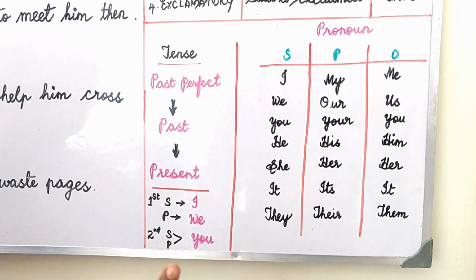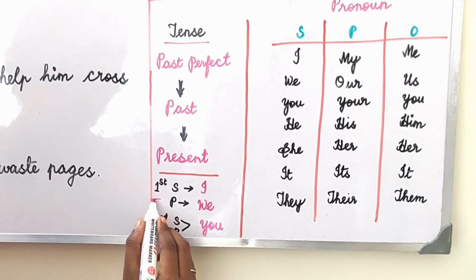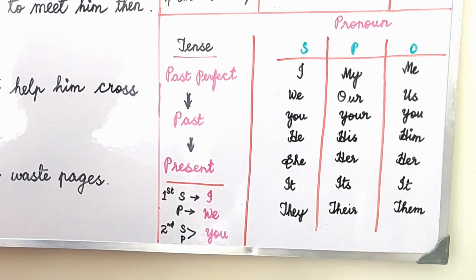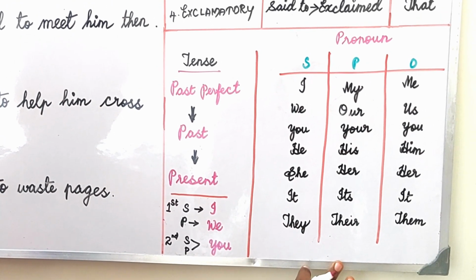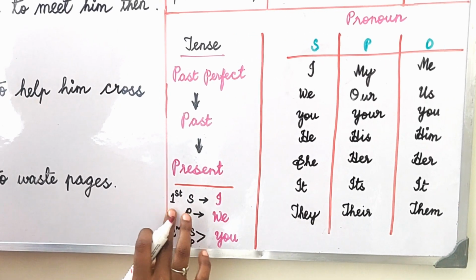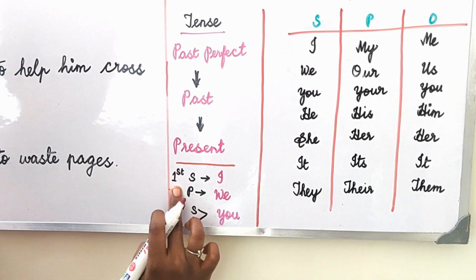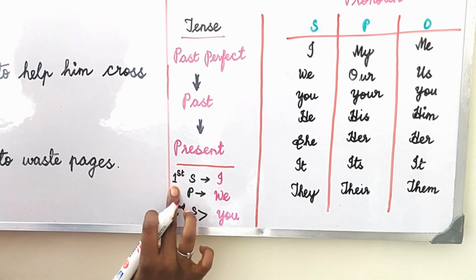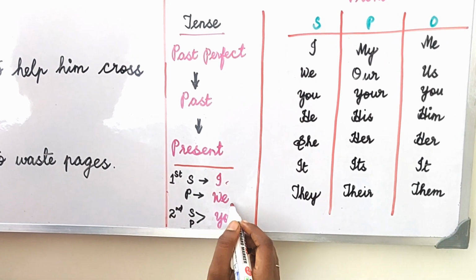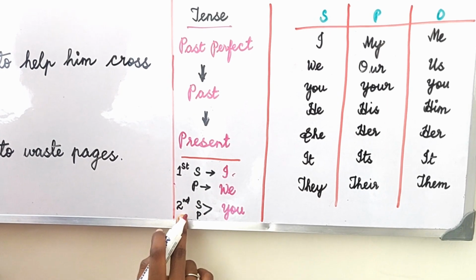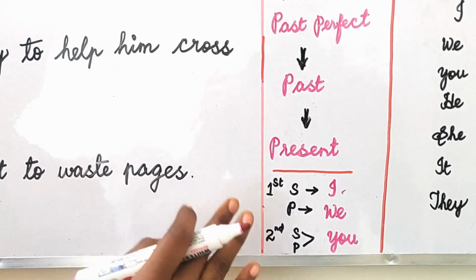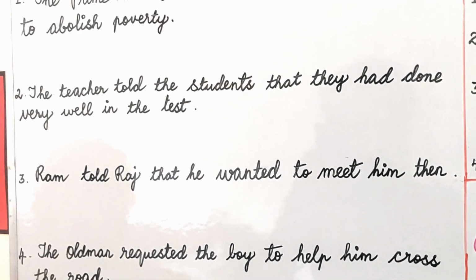Then only one thing you should remember. First person: in the pronoun video itself I have told you in detail about pronouns. If you have not watched that, please go back and watch it. I have given the I button there. So when you are changing from indirect to direct speech, you should keep in mind whether it is first person or second person. If it is first person singular, add I, and if it is first person plural, add we. If it is second person, both for singular and plural, it's you only. So you know these things very well. So let's come to the exercises.